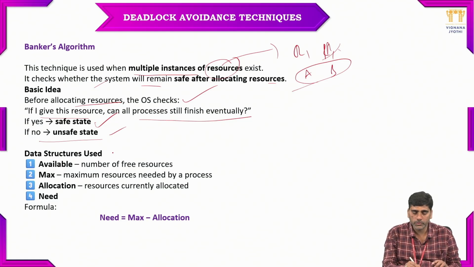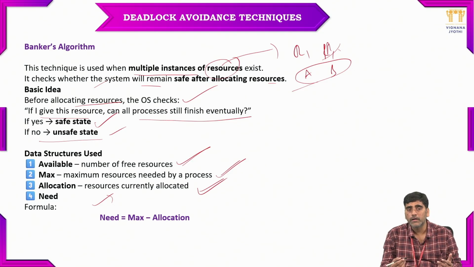So here the data structures we used are the available matrix, the maximum resources matrix, the allocation matrix, and the need matrix. We take the number of available free resources, the maximum resources needed by the process, the currently allocated resources for the process, and the remaining resources needed by the processes. From this we can find the need matrix first: how many resources are needed for completing our task.